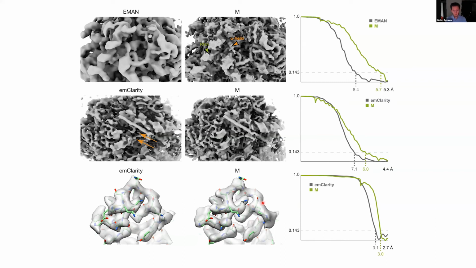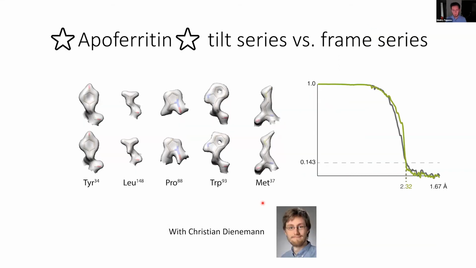And when I saw that M works reasonably well for frame series and tilt series, I asked myself whether, if we collected data in the very same way for frame series and tilt series, so exactly the same sample, adjacent holes, as similar in terms of quality as possible, we could see any difference in resolution. So I asked my colleague Christian to do that.